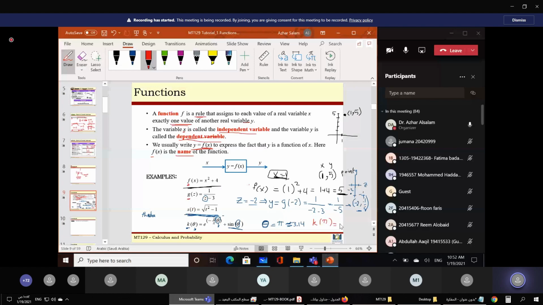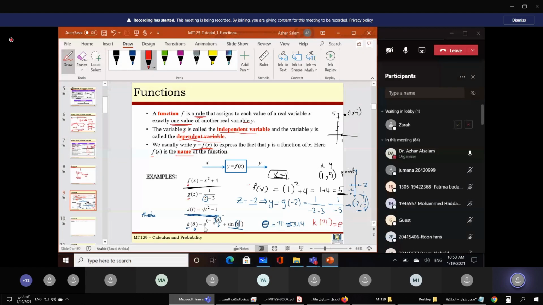k of pi equals e. E here is a real number. You will find it later in the exponential function, not now. It's an exponential function, and here the base is a number. It's around 2 point something. Okay.